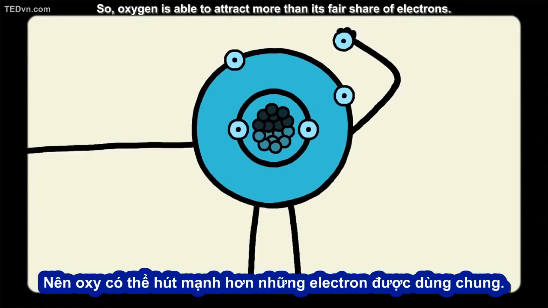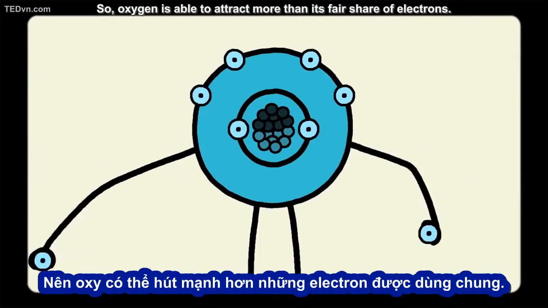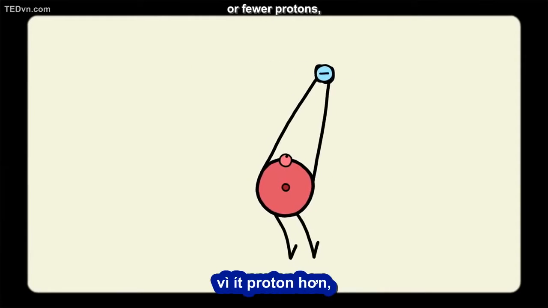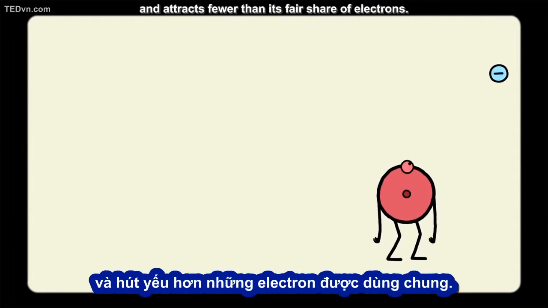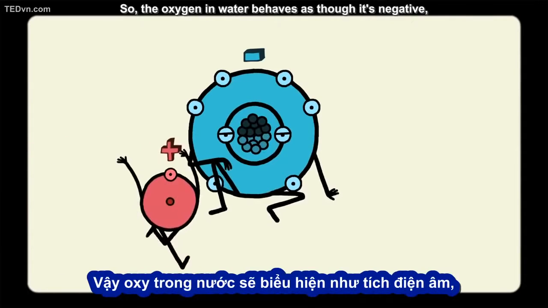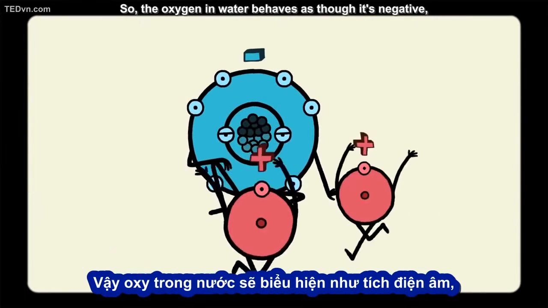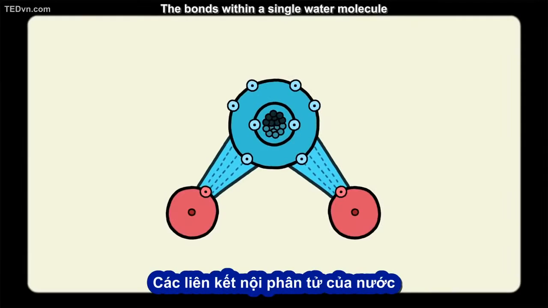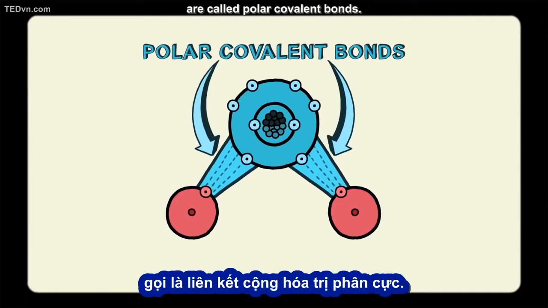So, oxygen is able to attract more than its fair share of electrons. Because hydrogen is smaller and has less strength, or fewer protons, it loses the tug of war and attracts fewer than its fair share of electrons. So the oxygen in water behaves as though it's negative, and the hydrogens behave as though they're positive. The bonds within a single water molecule are called polar covalent bonds.